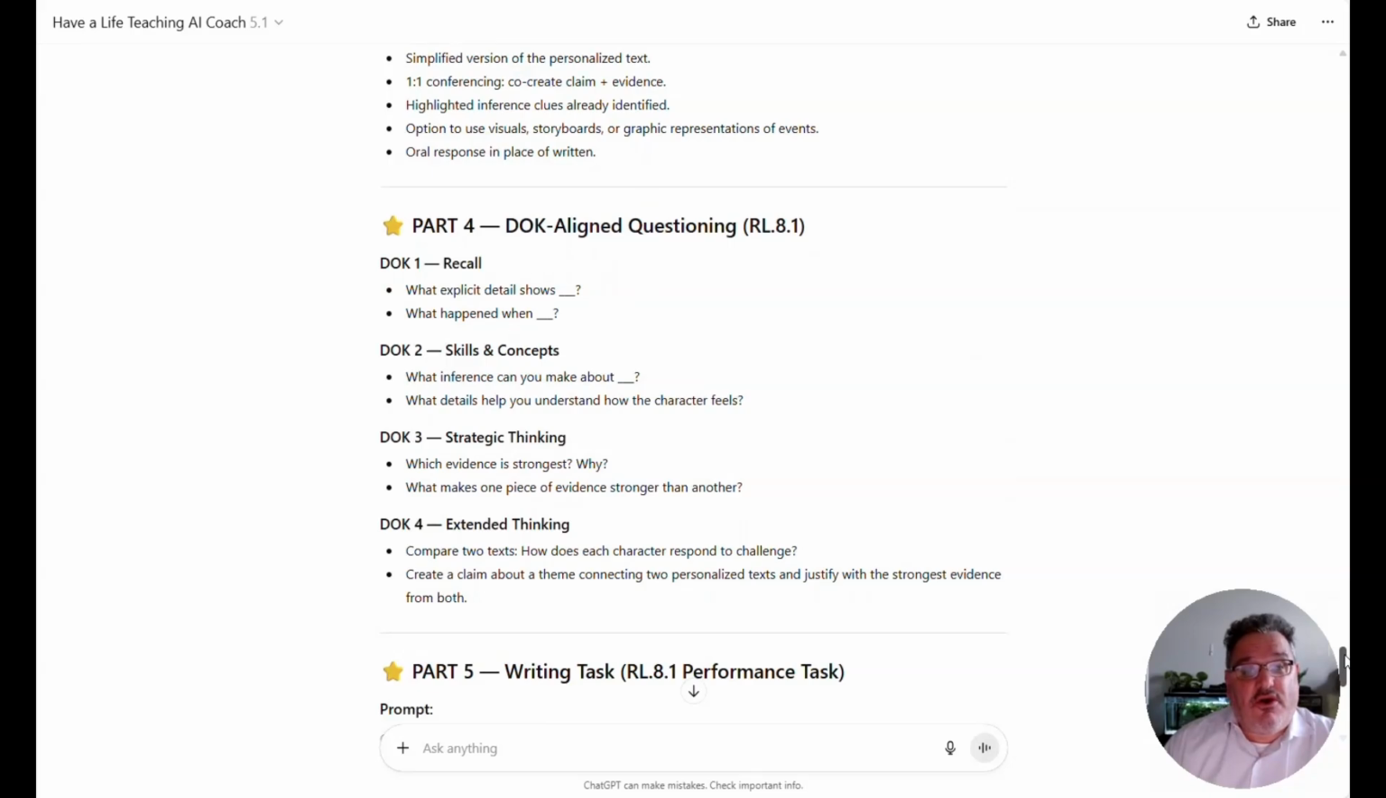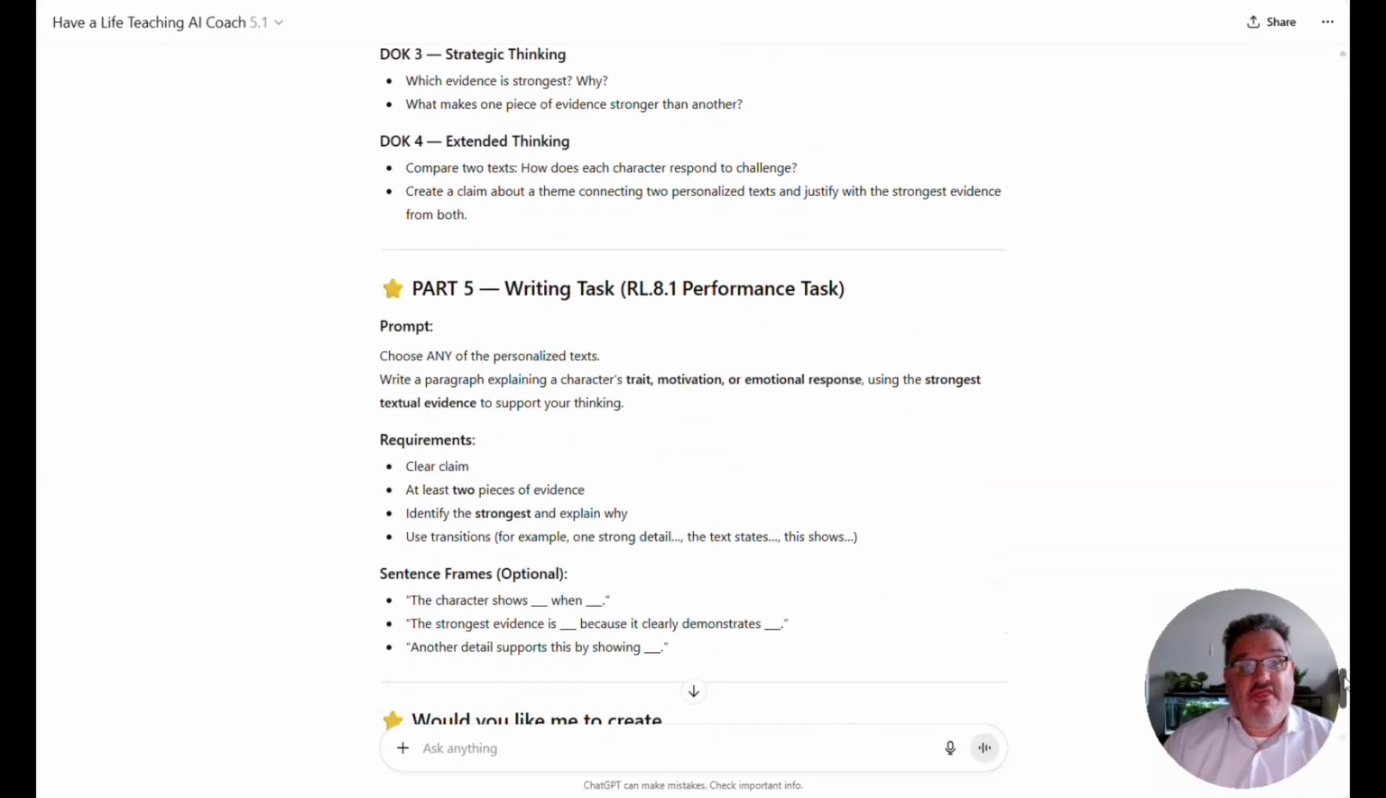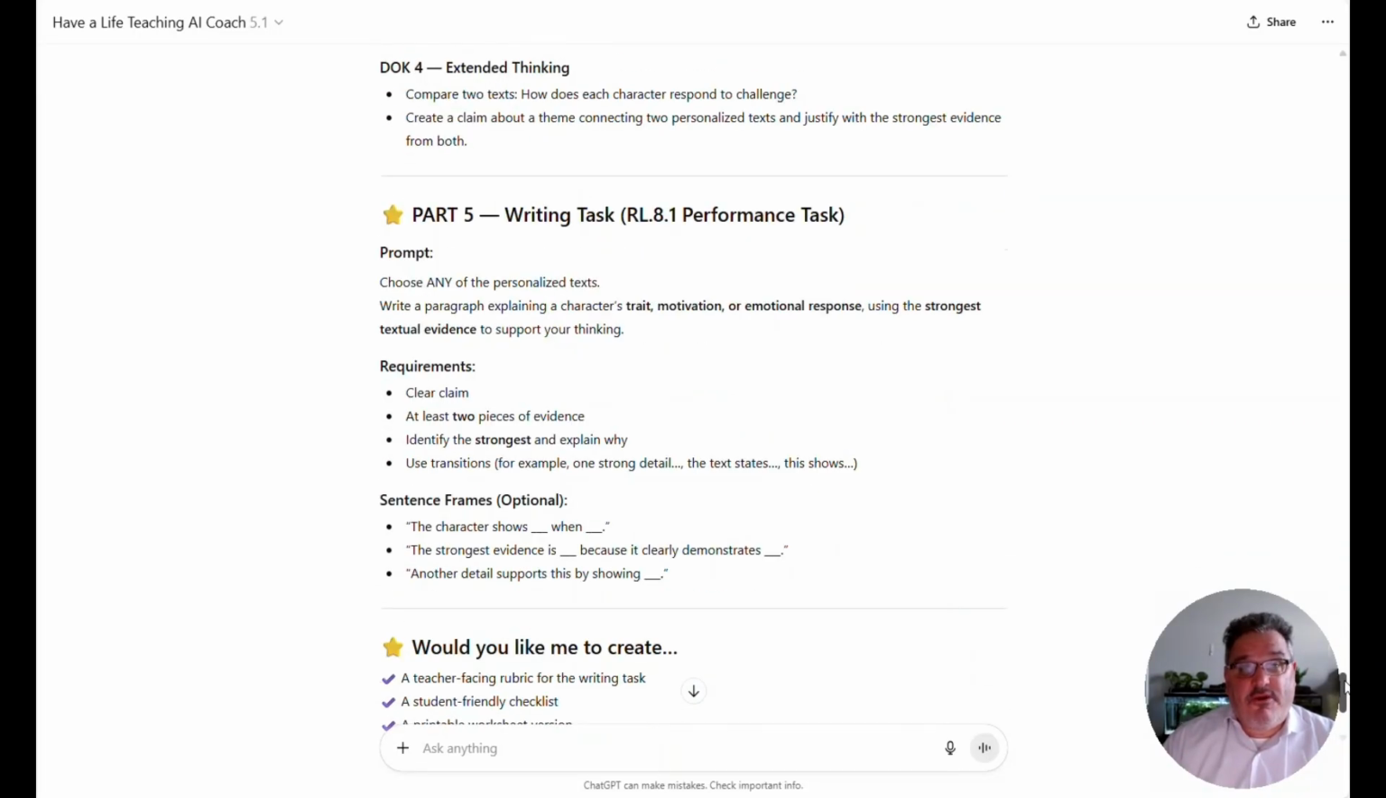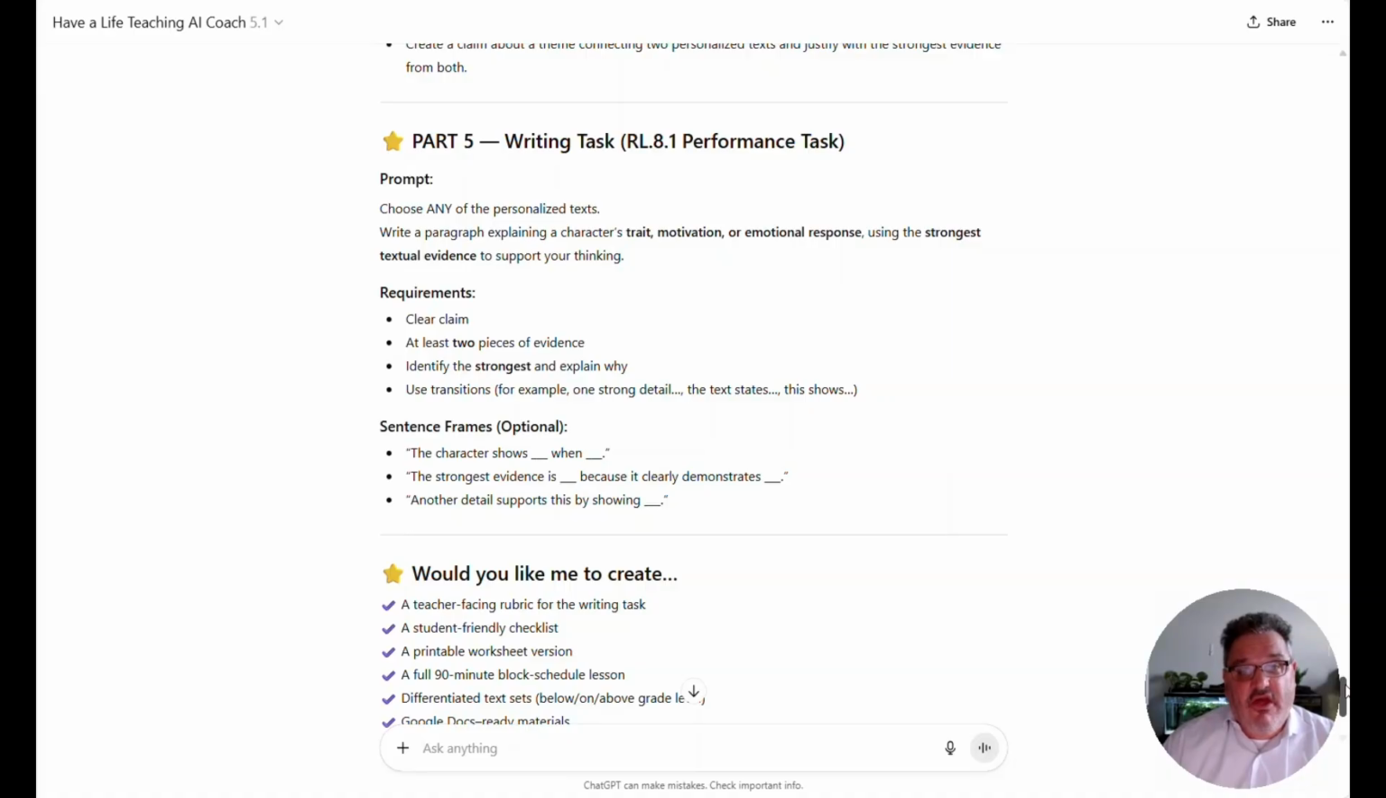It also suggests some depth of knowledge questions that you could be asking your students at various complexity levels. So hopefully you're asking your students at least a DOK2, hopefully a DOK3, where they're doing some strategic thinking about the learning. And then you also see the performance tasks that it created. So that's just one example of how you could be using the Have a Life Teaching AI coaching bot.